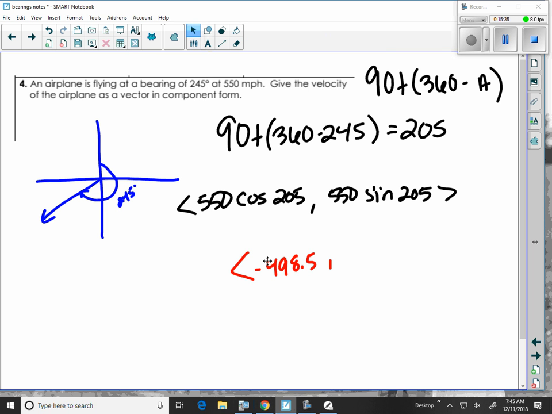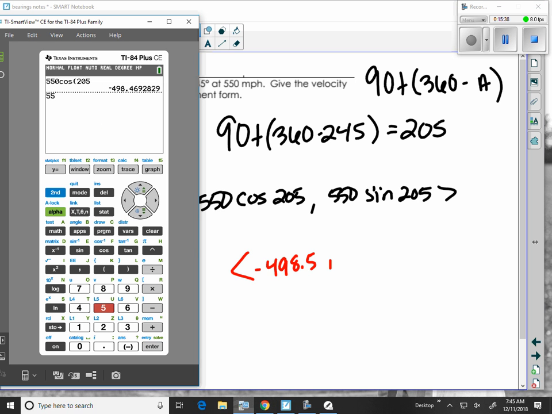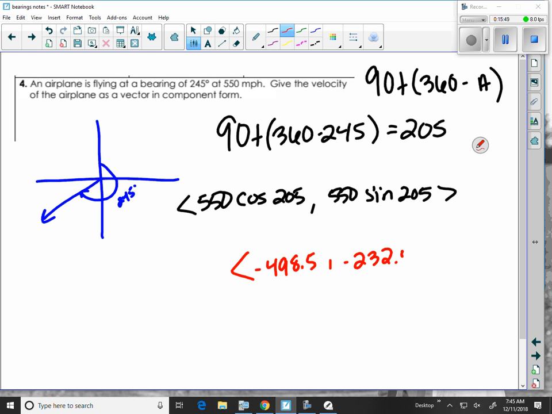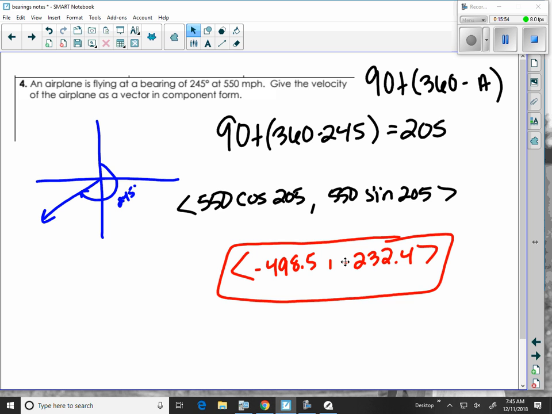And then we'll go ahead and do our sine. Negative 232.4. So if we were to name that vector, we would name it by writing that right over here. That's what you would name the component form of that vector.